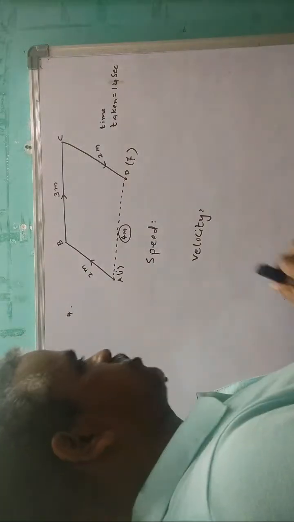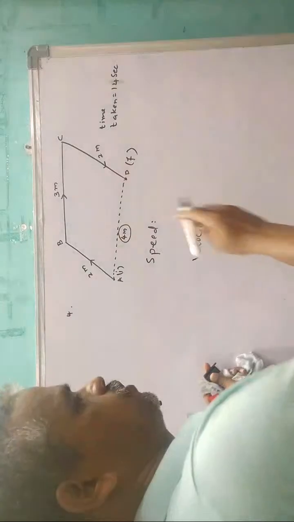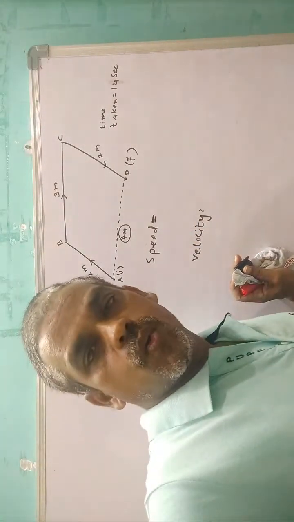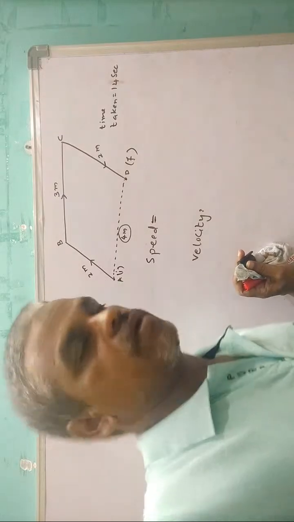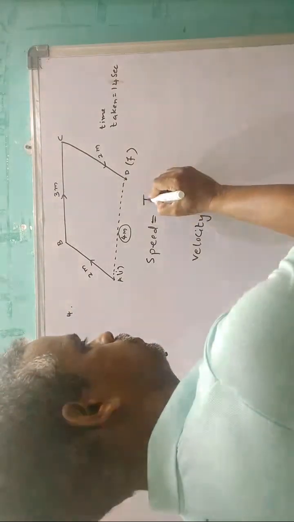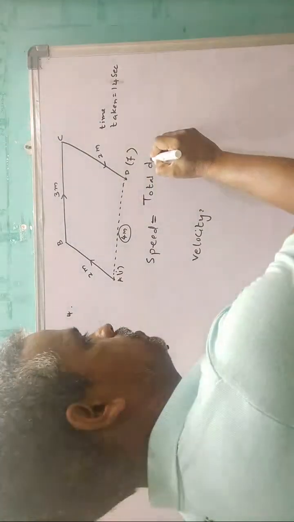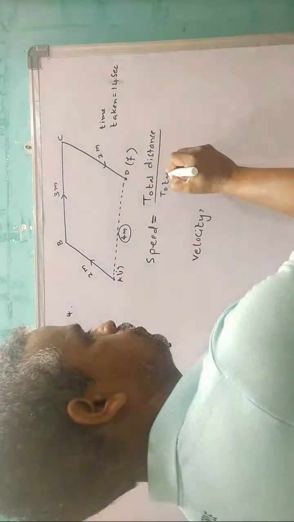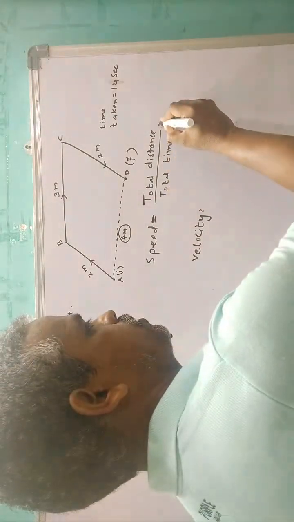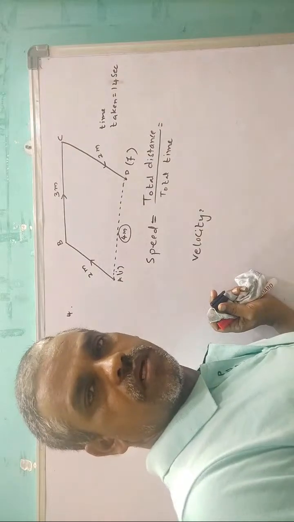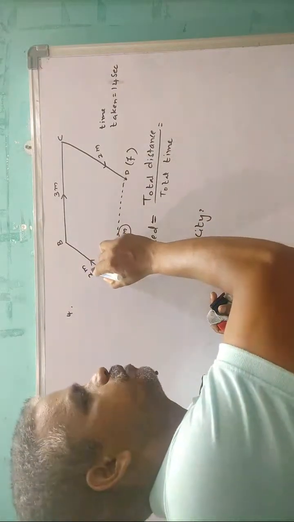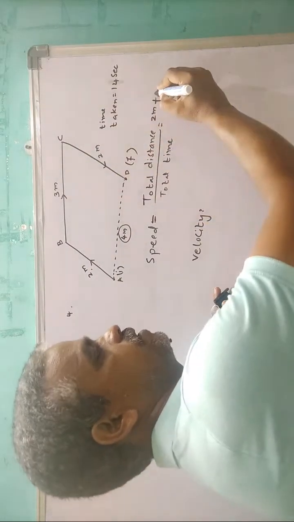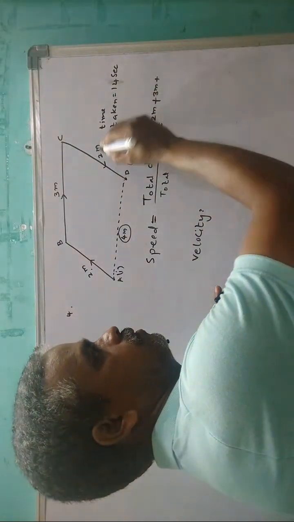So, I will explain now. Speed definition. Come on, say the speed definition. Total distance by total time. Total distance equals 2 meter, plus 3 meter, then 2 meter.